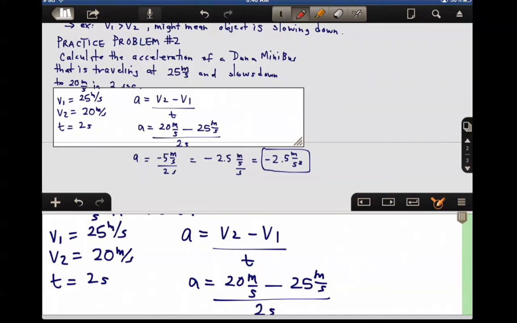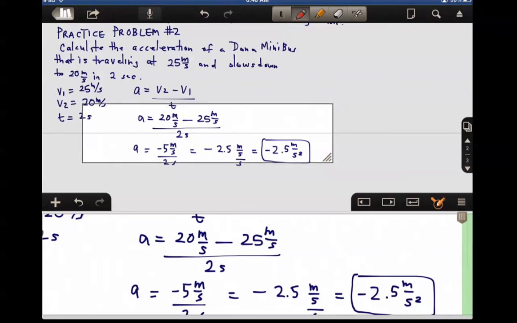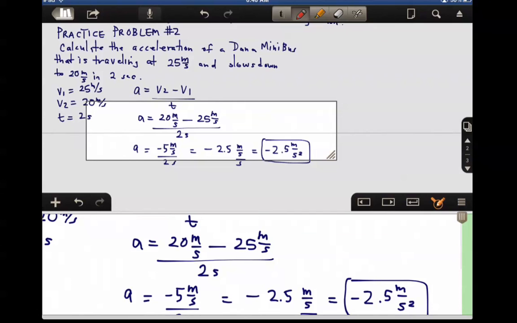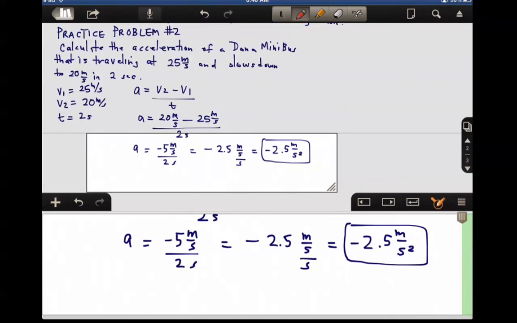Okay, you're back. v1 in this case is 25 and v2 is 20. Notice v2 is a smaller number. That's because the minibus is slowing down. And it takes 2 seconds for the bus to slow down. So when I plug in the numbers, I end up with 20 meters per second minus 25 meters per second divided by 2 seconds. And that leads us to negative 5 meters per second. It's a negative change in velocity because we're slowing down. Divided by 2 seconds for an overall negative 2.5 meters per second squared. So this is the end of video 1.